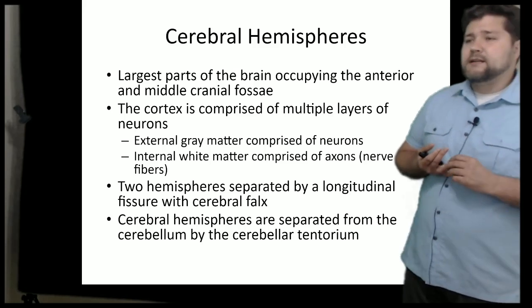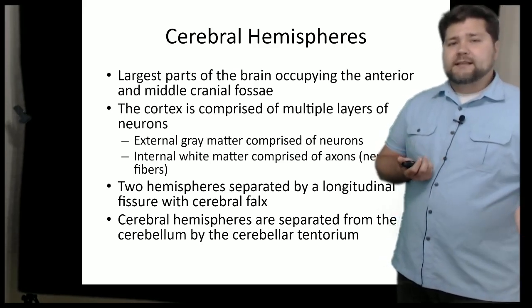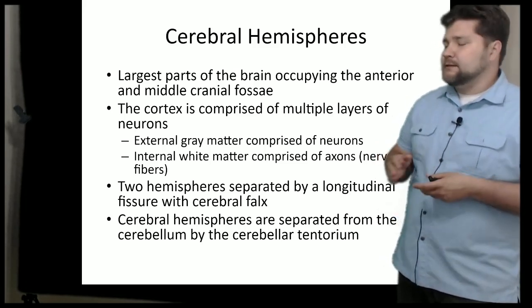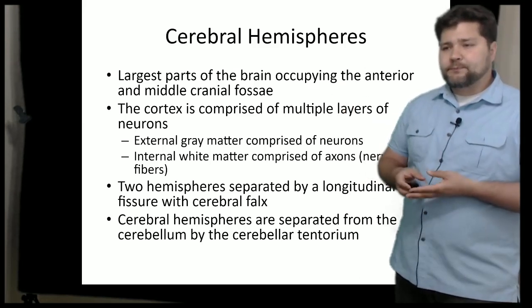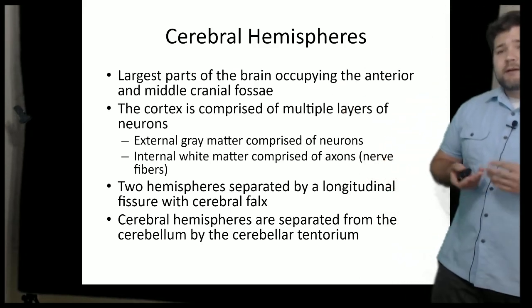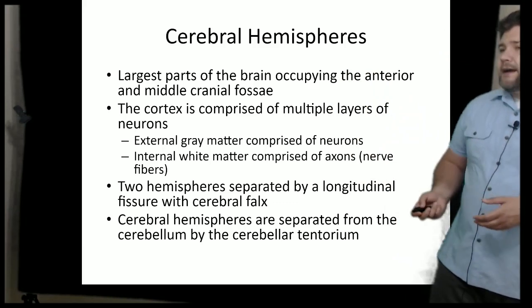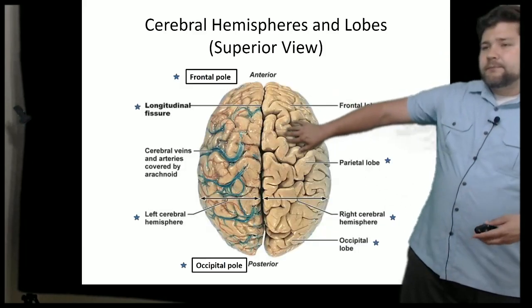So remember, gray matter contains the neurons, white matter contains the axons transmitting those signals. So all the neurons tend to be located on the outside of the cerebrum. So we do have two hemispheres. We have a left and right hemispheres separated by that longitudinal fissure there.